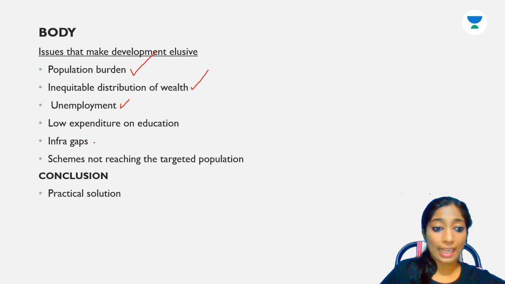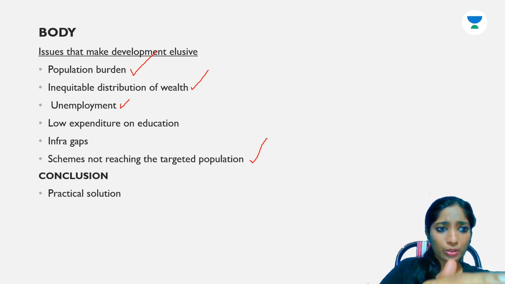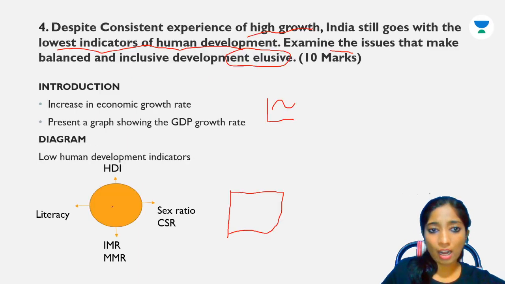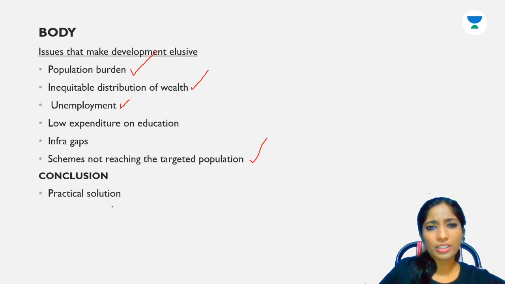Then infrastructural gaps, schemes not reaching the targeted population. So this below poverty line population is not well targeted by the state government, so the schemes are getting leaked. About that also you can include. Like this, you give subtitles and explain each and every point with statistics. If you have any diagrams also, you can represent your answer in that way. And then for conclusion, you come up with some practical solution to this answer, which is not being asked exactly, but you can conclude the answer with one practical solution with a general point.